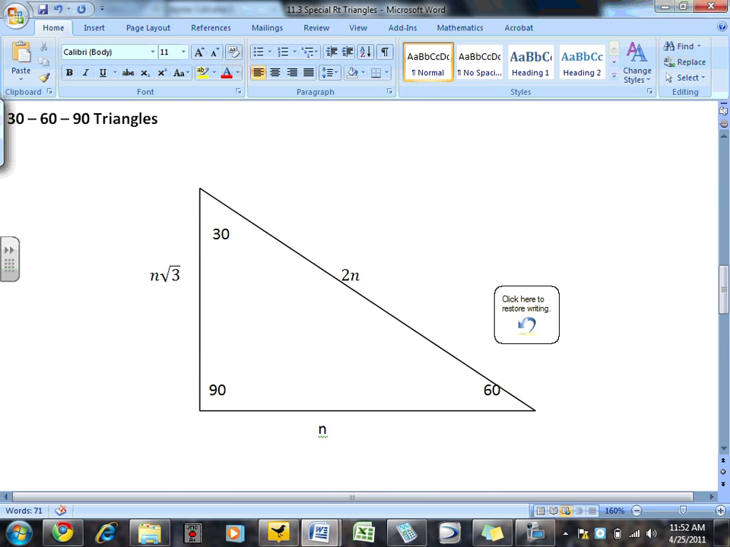What about a 30, 60, 90? This is actually our second special right triangle. In a 30, 60, 90, this one's a little bit different.